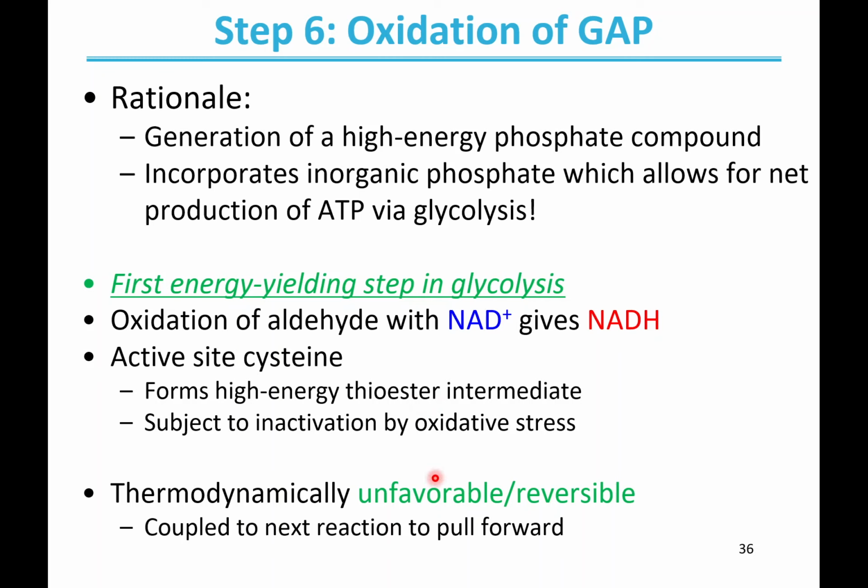Thermodynamically, again, it's unfavorable, and this is a reversible step. I should have mentioned this earlier, but why it's important to understand if these are reversible or not: when we talk about gluconeogenesis, the reversible steps can just be run in reverse if you need to produce glucose. The ones that are not reversible, those steps you need to have a bypass for. So those will come up again. How this reaction goes forward in glycolysis is that it's coupled to the next reaction to pull it forward. So step 6 and step 7 are coupled together.